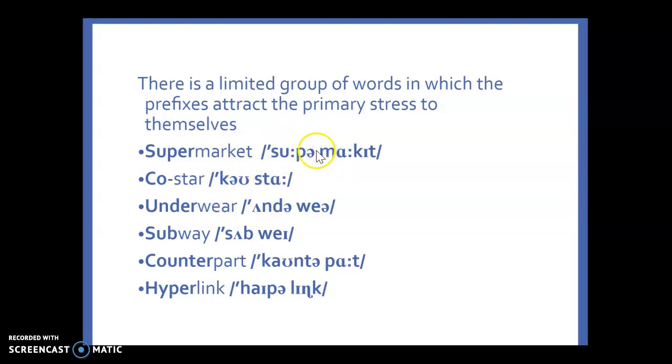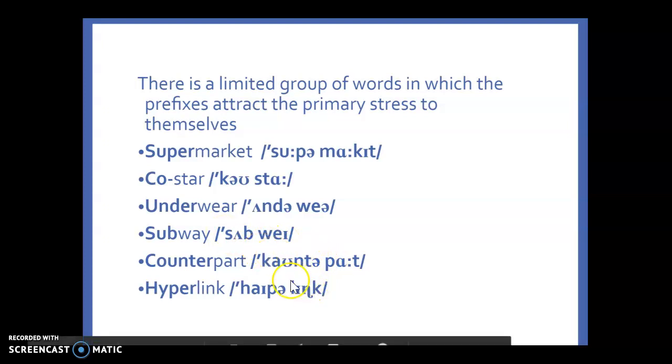So we know that the word is market with stress in ma, but when we add super as a prefix, the main stress is moved to the first syllable. So we do not say supermarket, but we say supermarket. Star, but we say co-star. Wear, but we say underwear. Way, but we say subway. Part, but we say counterpart. Link, but we say hyperlink. So these prefixes we have here would take the primary stress.